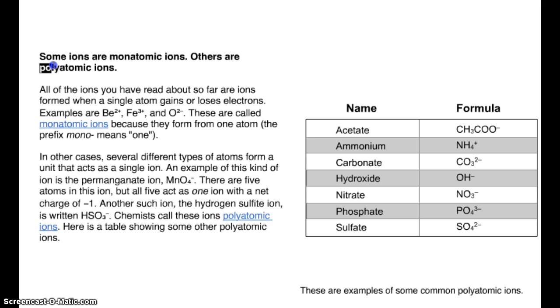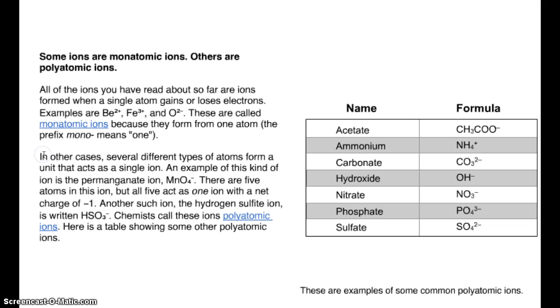One. Poly means many. All the ions you have read about so far are ions that formed when a single atom gains or loses electrons. Examples are beryllium +2, iron +3, and oxygen -2. These are called monatomic ions because they form from one atom. The prefix mono means one. So in other words, it's just that one atom. That's it. Everything we've been talking about so far, monatomic ions.